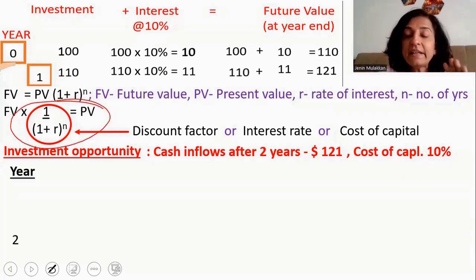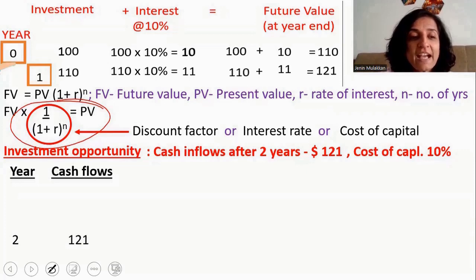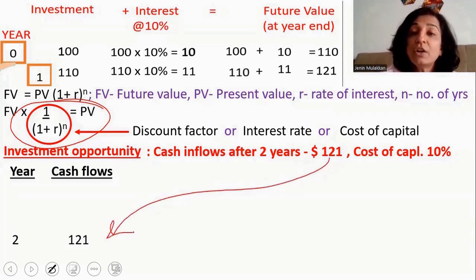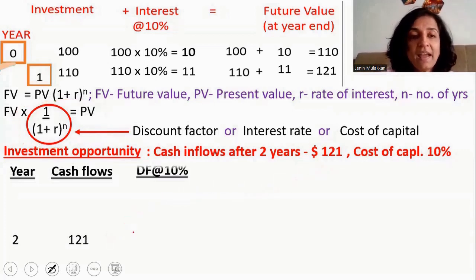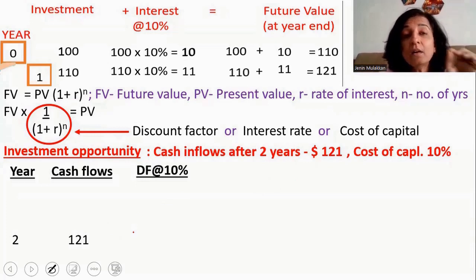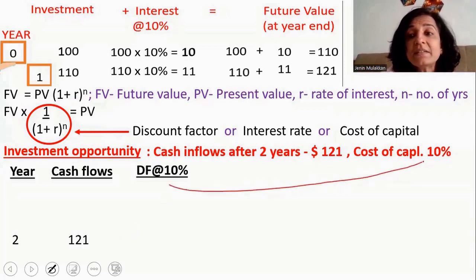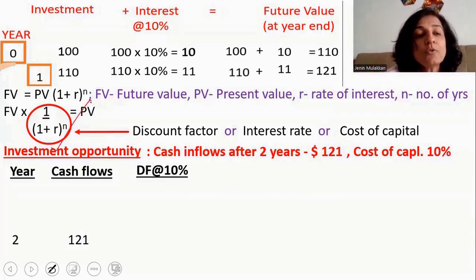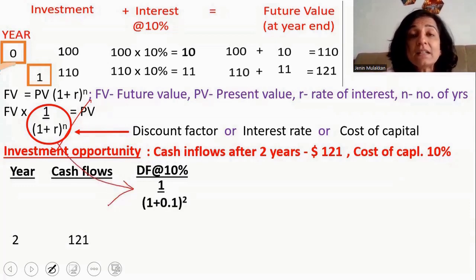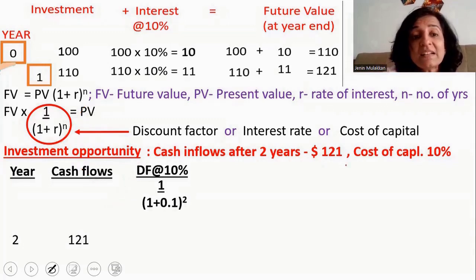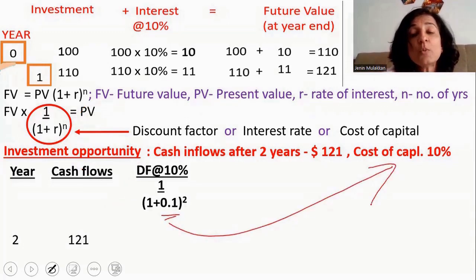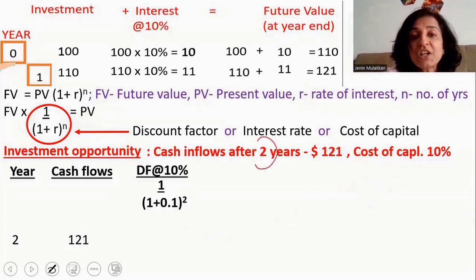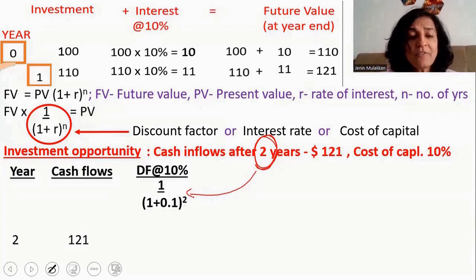You immediately calculate in year 2, the cash flows is $121. You make a note of it. And the discount factor or the cost of capital is 10%. You make a note of that too. And you calculate the discount factor. What was the formula for discount factor? 1 divided by 1 plus r, the whole raised to n. So in this particular case, r is 10% or 0.1. And since the cash inflows are coming in after 2 years, n is 2. So what is the discount factor?